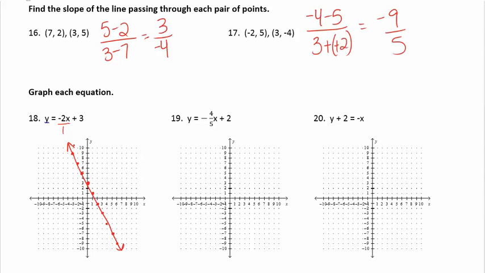19 is also in slope-intercept form, so we're going to start up at positive 2. And our slope is negative 4/5, so that's up 4 over 5. Same thing in the other direction, down 4 over 5.